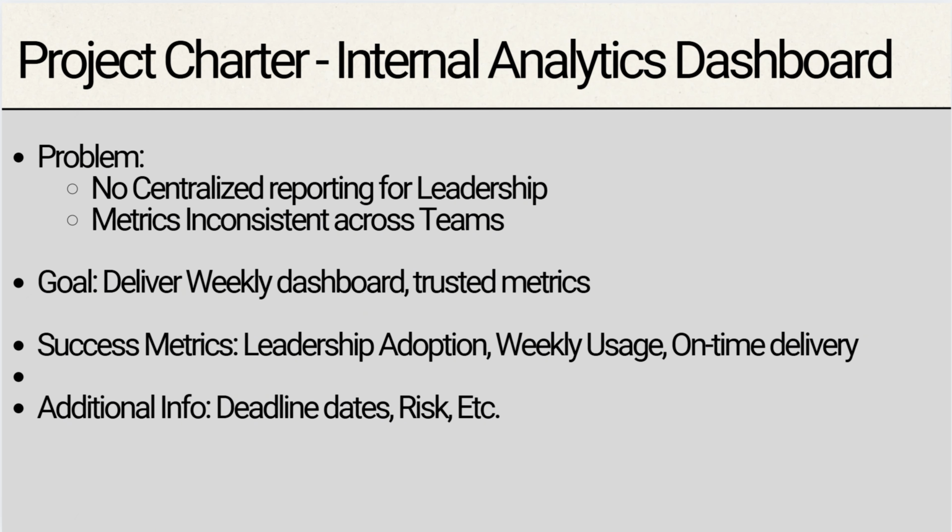For example, the problem: no centralized reporting for leadership. Additionally, metrics are inconsistent across teams. Our goal: deliver weekly dashboard and trusted metrics. Success metrics: leadership adoption, weekly usage, and on-time delivery. Additional info, feel free to get creative here, such as deadline dates, potential risk, etc.